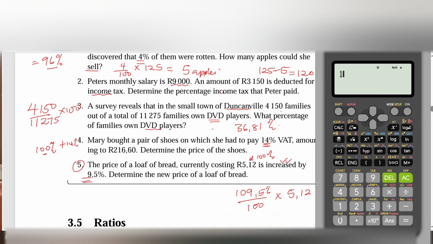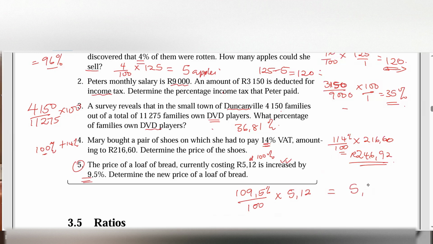Okay, let's see. 109.5, we shall say shift and that button percent times the 5.12. What we get is 5.60. 5.60 rand. So that's how much the new price is going to be. Alternatively, remember we said we can also have 9.5 over 100 multiplied by the 5.12, get the answer, and then you plus the 5.12. So this could be something like a 0.4 or 38 or somewhere there.